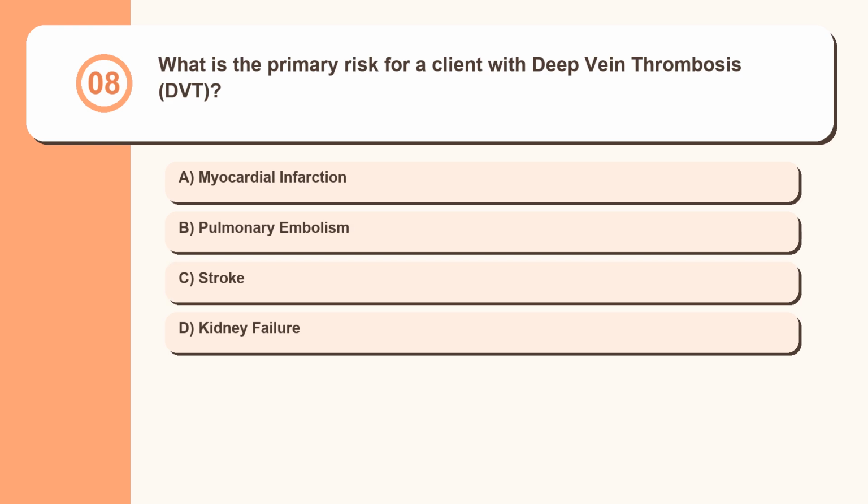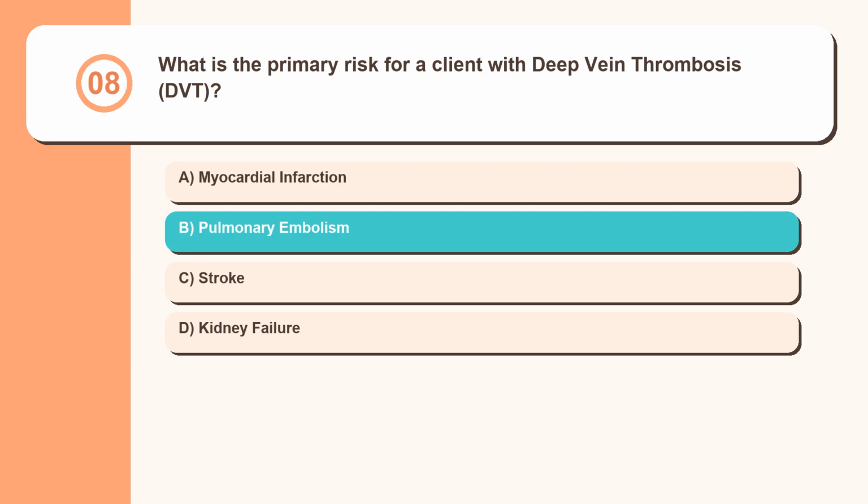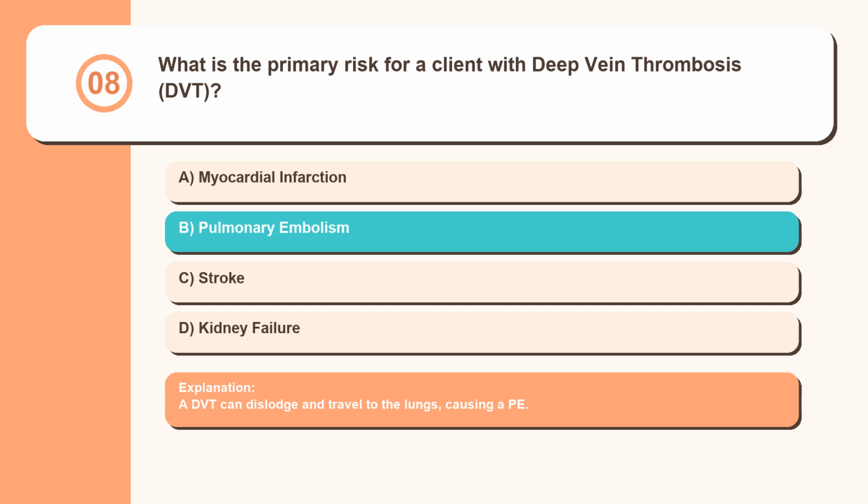Question 8. What is the primary risk for a client with deep vein thrombosis, DVT? Myocardial infarction, pulmonary embolism, stroke, kidney failure. A DVT can dislodge and travel to the lungs, causing a PE.